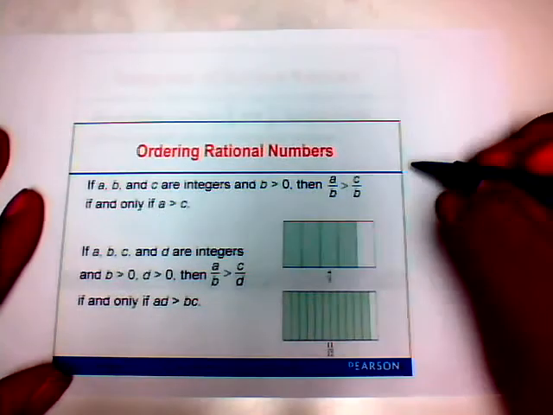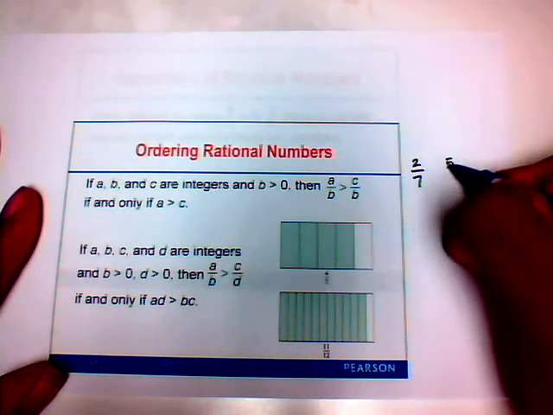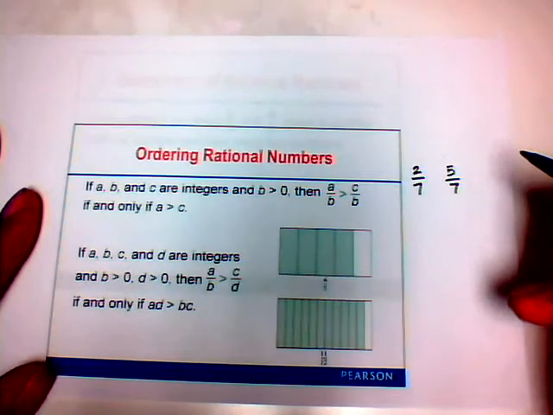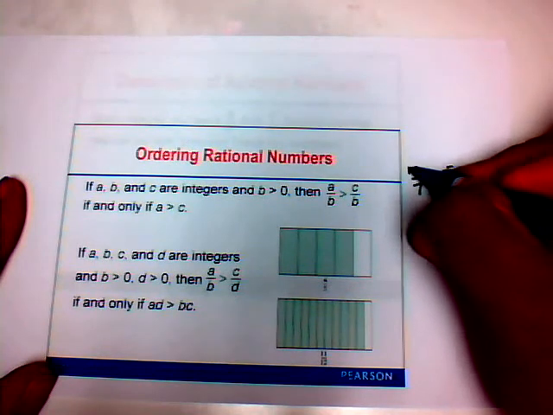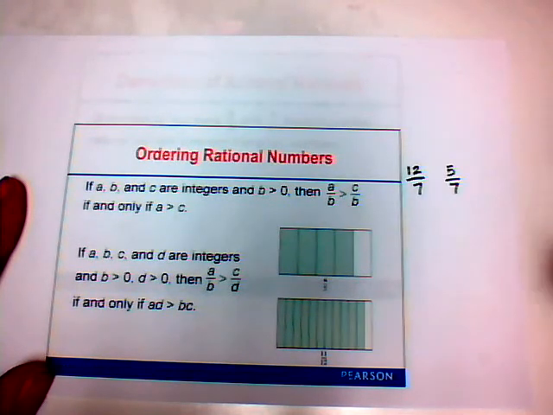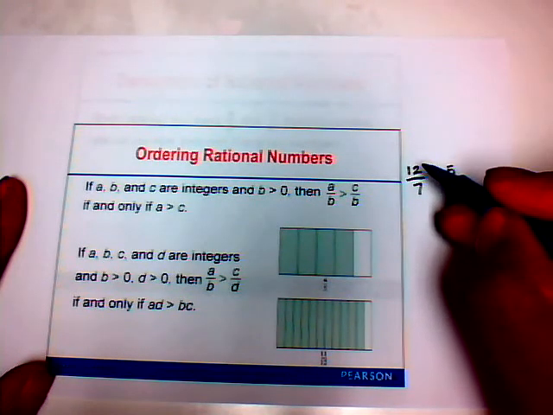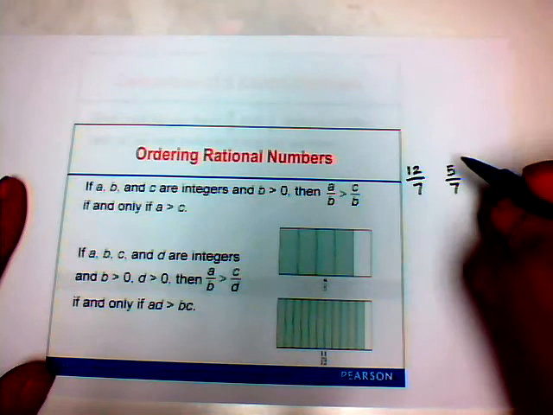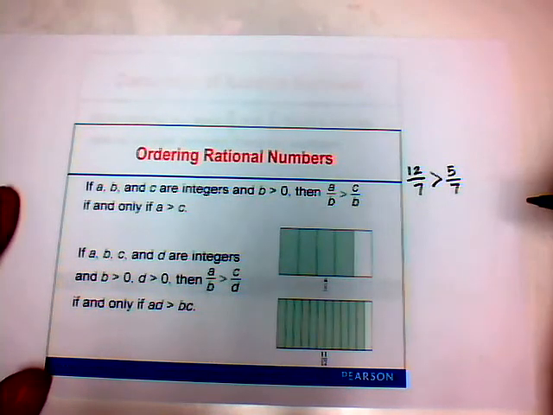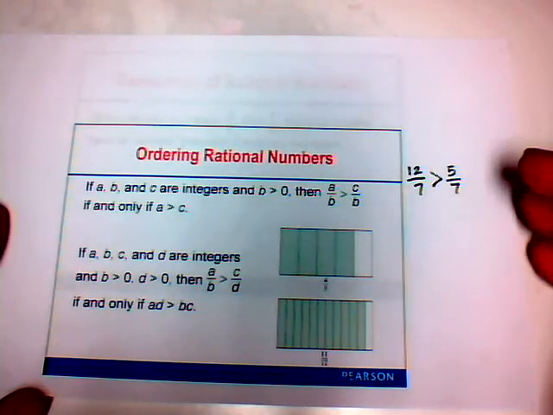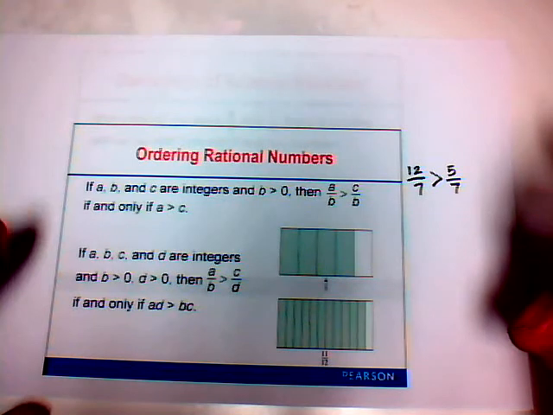Example. Let's say 12 sevenths and 5 sevenths. Here the denominators are the same, so we check the numerators. 12 is bigger than 5, so 12 sevenths is greater than 5 sevenths. Okay. That's basically what that statement is saying.